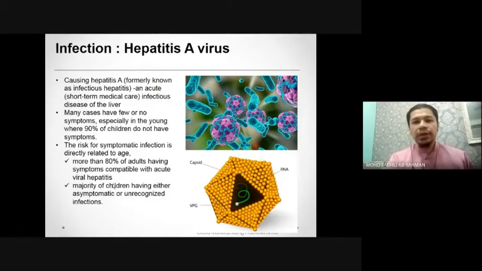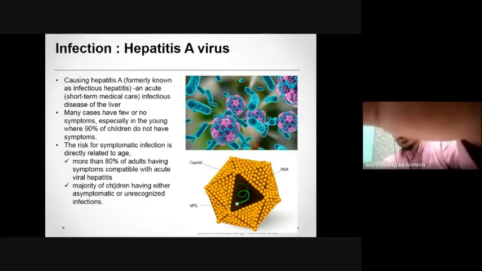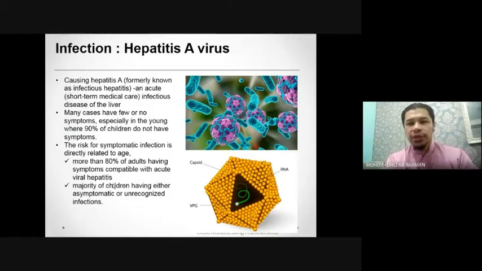So the risk for symptomatic infection is directly related to age. More than 80% of adults have symptoms compatible with acute viral hepatitis. But compared to adults, the majority of children have either asymptomatic or unrecognized infection, meaning that they don't show any sign of disease when they get hepatitis A.